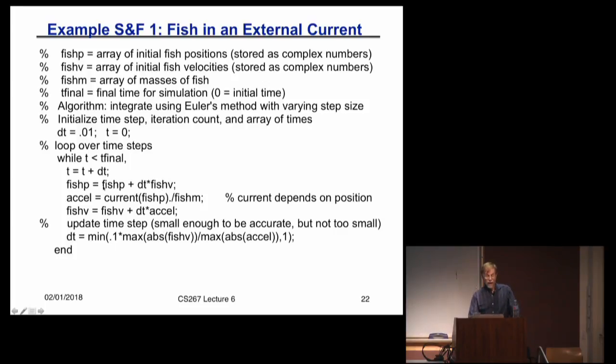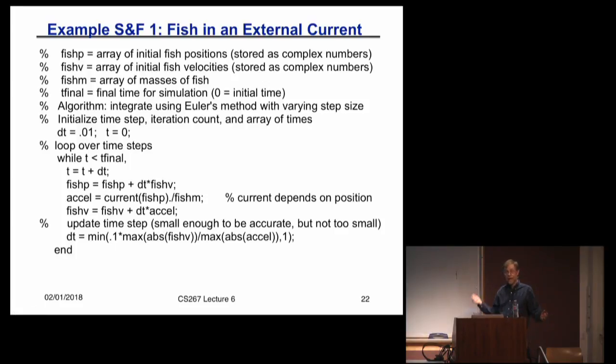I also need to update the acceleration, and that's the current in the water. That's a global function. All I need to know is where I am in the ocean. I evaluate the function which tells me the current, and so this is acceleration divided by mass, force divided by mass. That gives me the acceleration. And then I do the same straight line update. I take the velocity and move it a little bit in the direction of the acceleration to get the new fish velocity. And so that updates me from time step to time step.